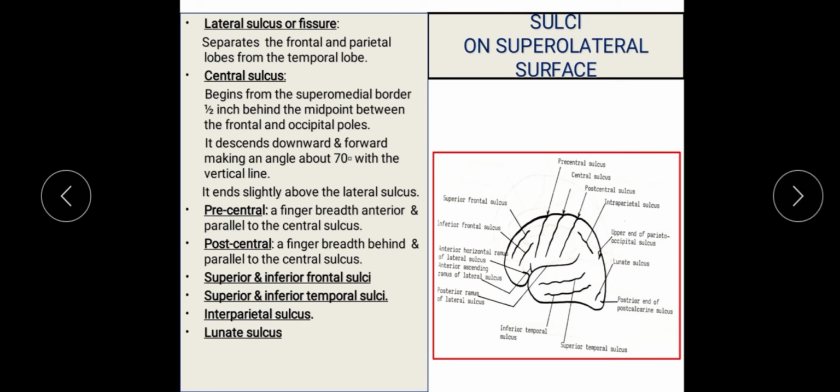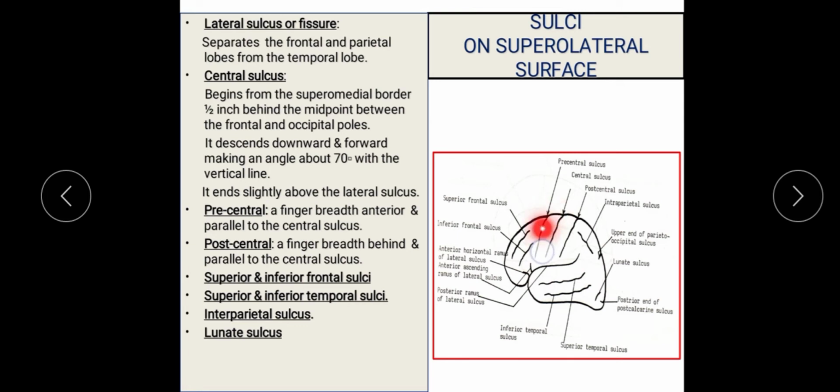First is the lateral sulcus, which separates frontal and parietal lobes from the temporal lobe. And the central sulcus, this one is the central sulcus, which is just behind the midway between frontal and occipital pole. It descends downward and forward, making an angle of 70 degree with the vertical plane. It ends slightly above the lateral sulcus.